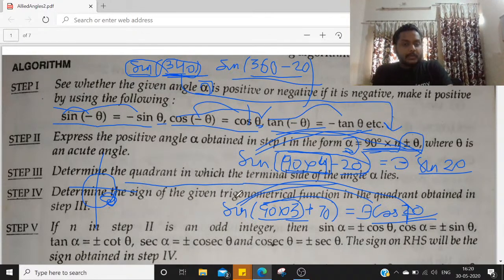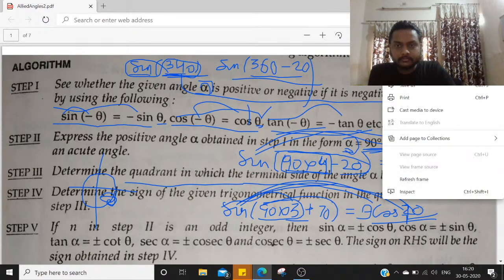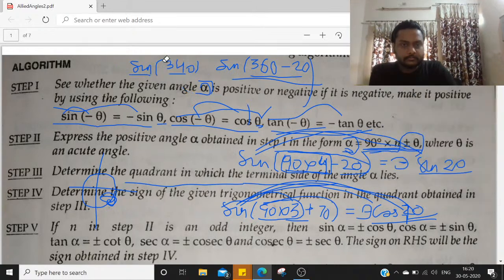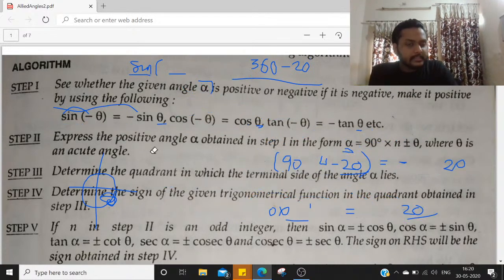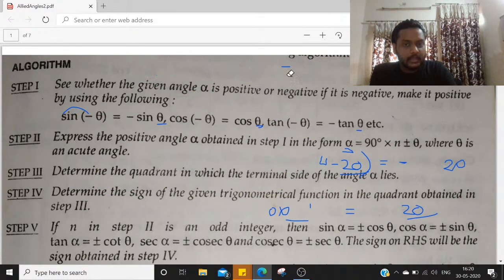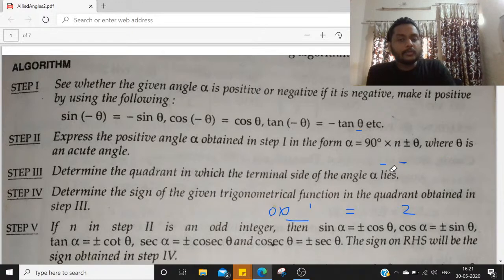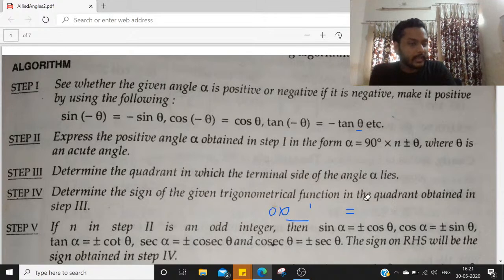नाउ जैसे मेरे को यहां पर साइन दे रखा था और मेरे पास ऑड मल्टीपल था, तो हमने साइन का कॉस किया. इसी तरीके से याद रखना गाइस, अगर आपको मान लो कॉस दिया है और आपके पास ऑड मल्टीपल है, तो कॉस विल गेट चेंज टू साइन. अगर आपको 10 दिया है और आपका ऑड मल्टीपल है तो योर 10 विल गेट चेंज टू क्वाड. अगर आपको क्वाड दिया है और ऑड मल्टीपल है, योर क्वाड विल बी चेंज टू 10. अगर आपको sec दिया है और आपका ऑड मल्टीपल है, sec विल गेट चेंज टू cosec एंड cosec विल गेट चेंज टू sec. आर वी क्लियर विद दिस?